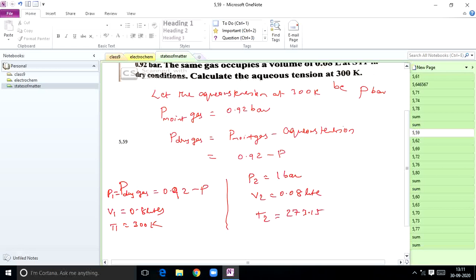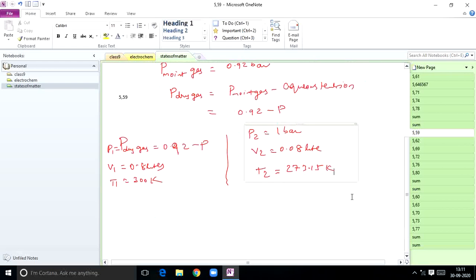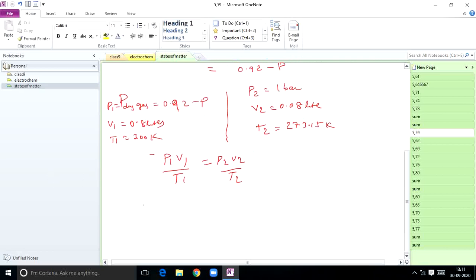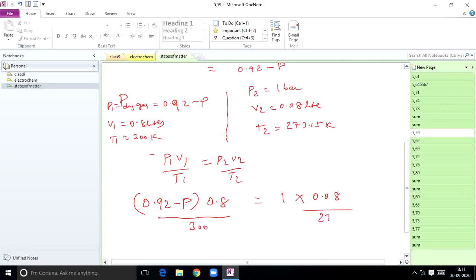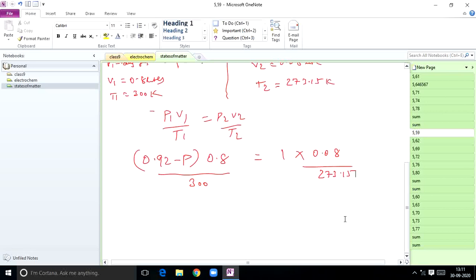273.15 Kelvin. So what formula will you use here, students? P1 V1 by T1 is equal to P2 V2 by T2. So from this formula you are supposed to calculate the aqueous tension, right? (0.92 minus P) into V1, how much? 0.8, by T1 300, is equal to P2, how much? 1, into V2 0.08, by T2 273.15. So substitute, students, and it's your turn, you have to do the calculation.